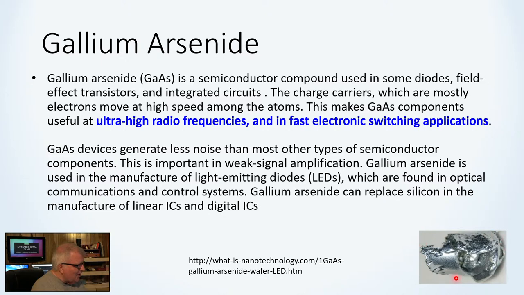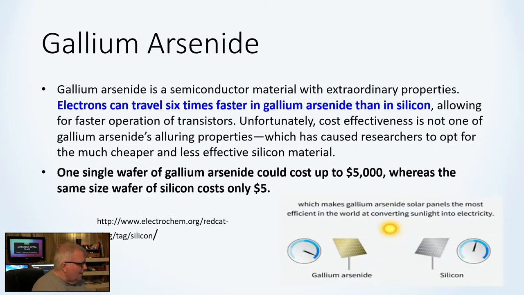Notice what it looks like. It's got that bright, shiny matrix again. And it's a semiconductor material with extraordinary properties because electrons travel 6 times faster in gallium arsenide than in silicon, so faster transistor operations. The drawback was that one single wafer could cost up to $5,000, whereas a same size wafer of silicon costs $5. But the thought was that solar panels with this material could produce much, much more power than silicon panels. And I saw advertised just in the last month a gallium arsenide solar panel, which did have much, much higher output. Now, I don't know what the price of it was, but that's kind of cool.